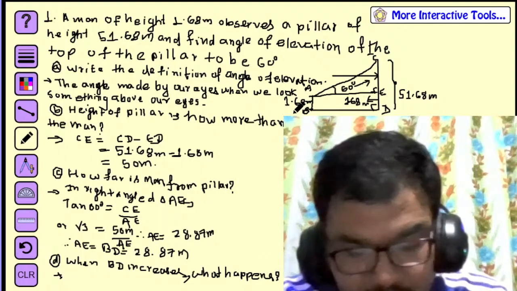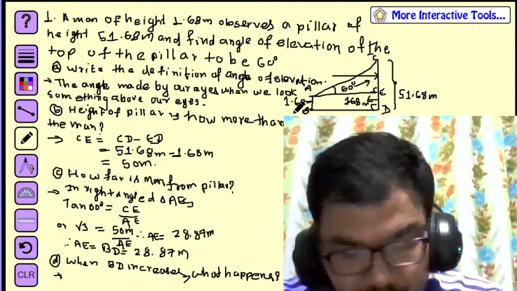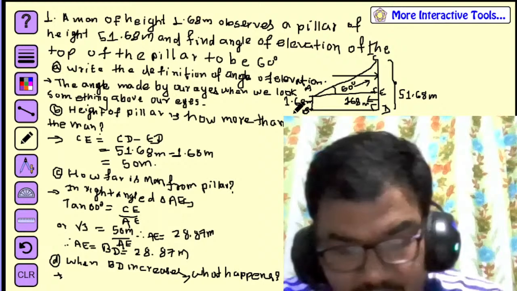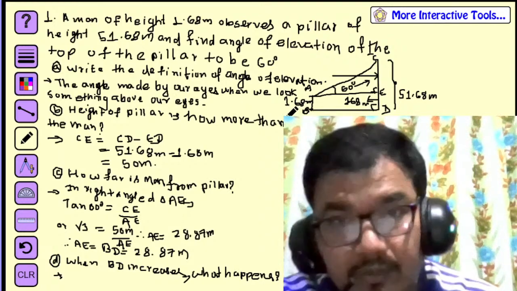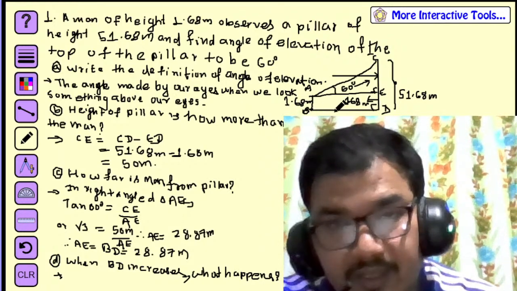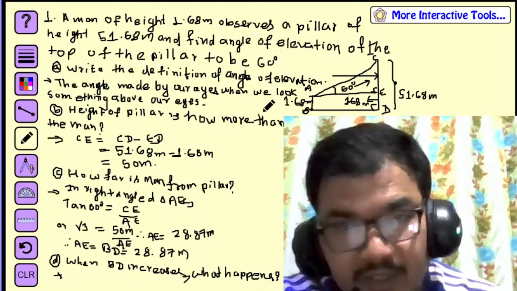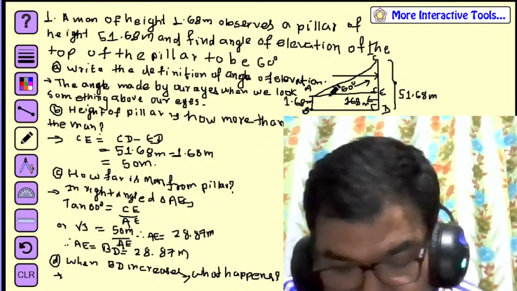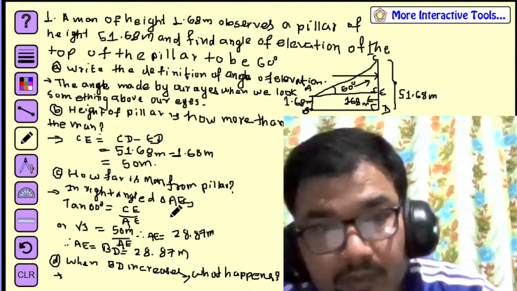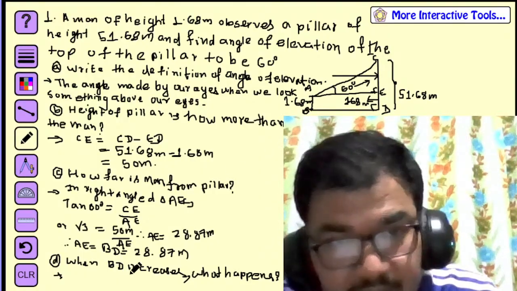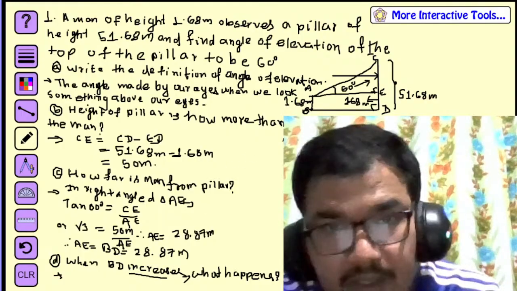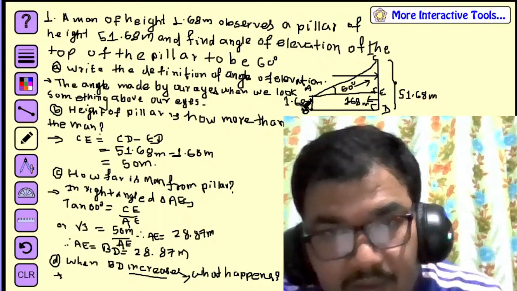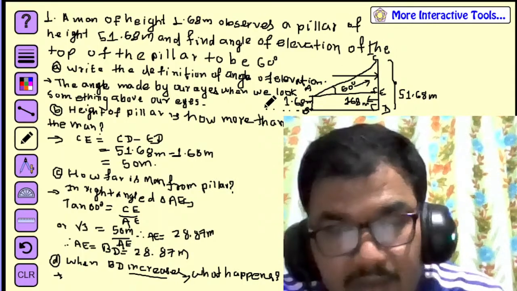When BD increases, this distance increases, which means this B comes this side, then the angle of elevation will decrease. Increases means this distance will come this side, like this one. And at that time, what will be this?